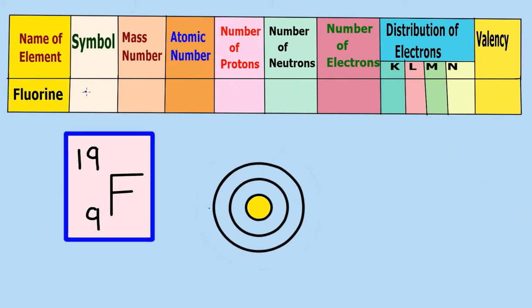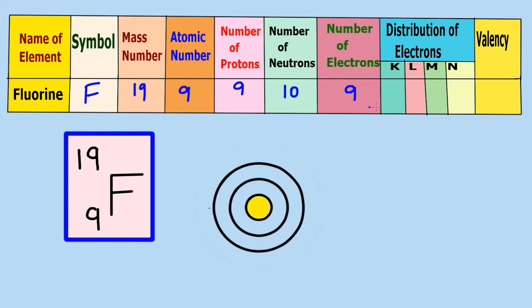Fluorine is represented by the symbol capital F. Its mass number is 19. Its atomic number is 9. Number of protons also 9. Number of electrons also 9. What is the number of neutrons here? Mass number minus number of protons. 19 minus 9, that is 10 neutrons are present here.